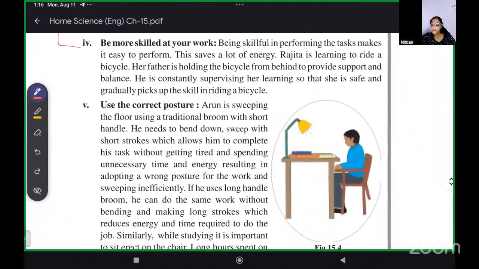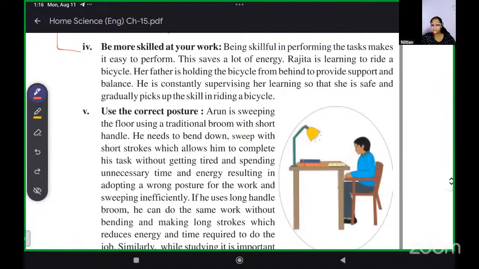Fourth is be more skilled at your work. Being skillful in performing tasks makes them easy to perform. This needs a lot of energy. Rajita is learning to ride a bicycle. Her father is holding the bicycle from behind to provide support and balance. He is constantly supervising her learning so that she is safe and gradually picks up the skill in riding a bicycle. Be more skilled at your work.